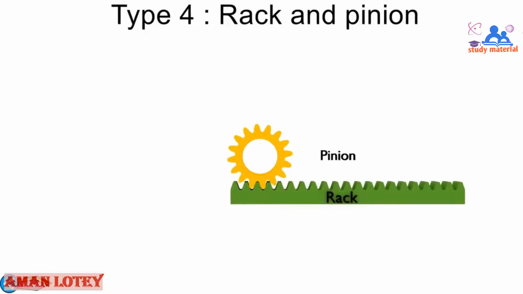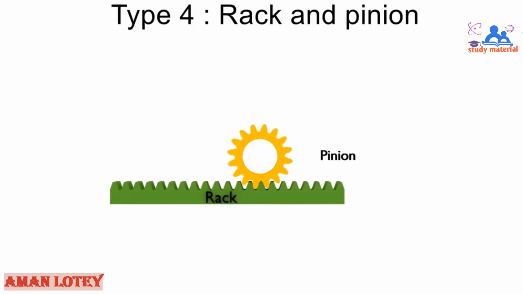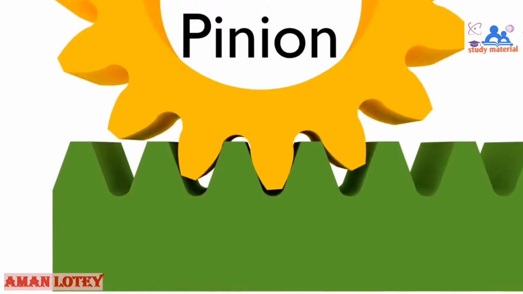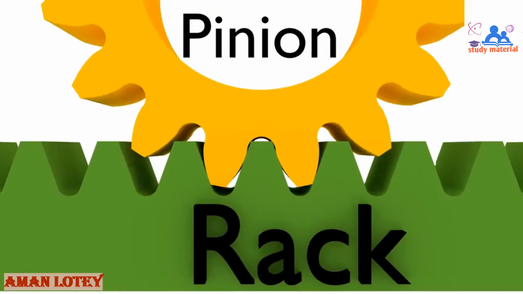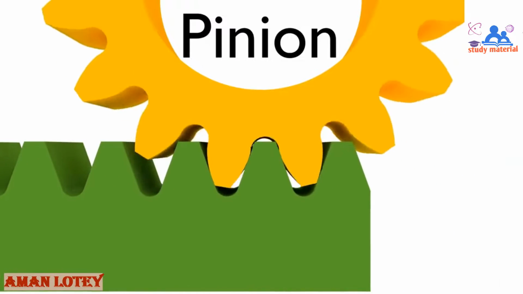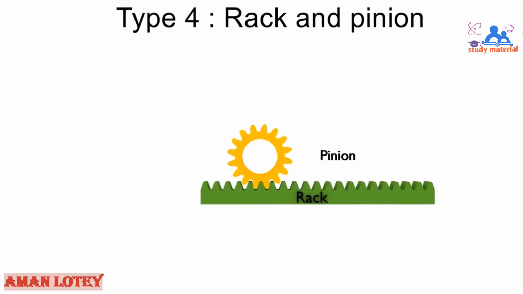Fourth is rack and pinion type gear. Rack is a segment of gear with infinite diameter. The teeth are spur or helical. That is, teeth are parallel or inclined to the axis of pinion. This gear pair is used to convert rotary motion of pinion into reciprocating motion of rack, or reciprocating motion of rack into rotary motion of pinion.